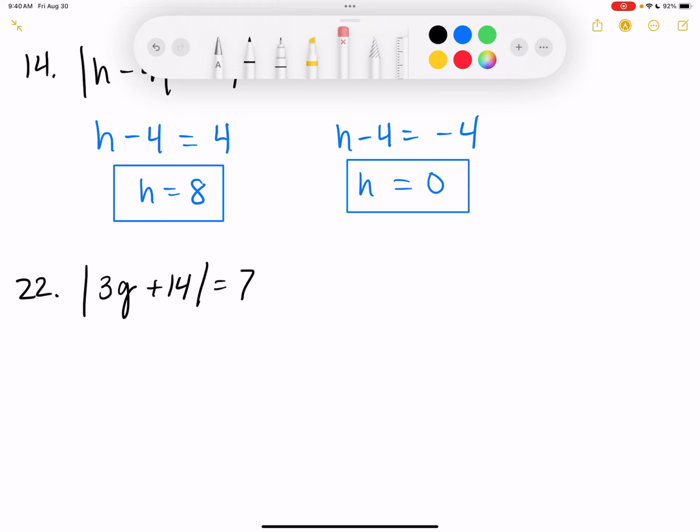Okay, number 22. This isn't a new set of problems, but it still says to solve the equation. They're just a little more intense than the last one, so I figured we'll do more of those. So the absolute value of 3g plus 14 equals 7. 3g plus 14 equals 7, or the other option, 3g plus 14 equals negative 7.